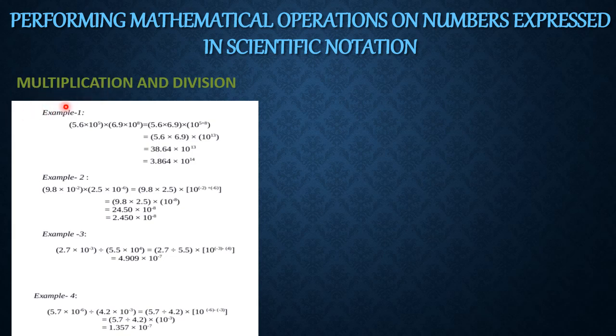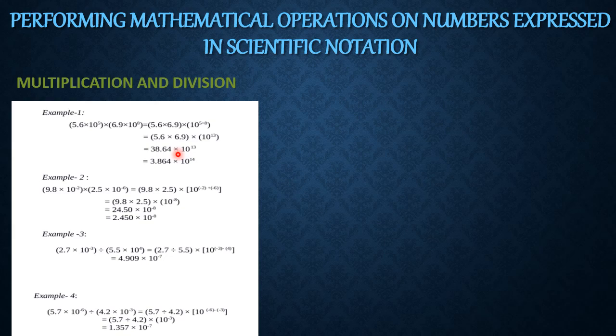This is multiplication and division. Example number 1: 5.6 into 10 to the power 5 into 6.9 into 10 to the power of 8. That is equal to 5.6 into 6.9, separately you go for the multiplication, and these two are multiplied using the law of indices. Therefore 5.6 into 6.9 is the multiplication answer, and according to the law of indices, 10 to the power 5 plus 8 becomes 10 to the power 13. So this is not in the scientific notation, because here you can see two digits. Scientific notation should be in single digit.